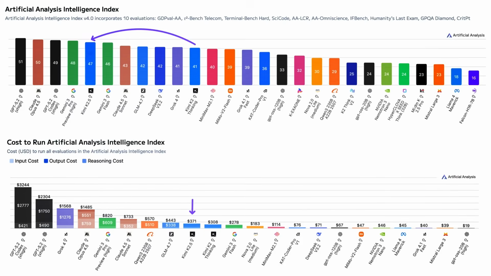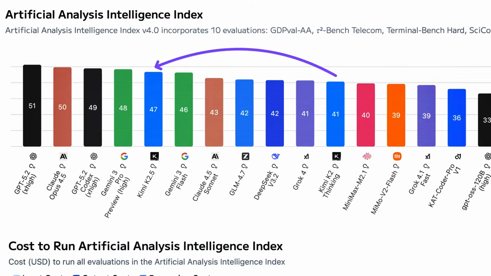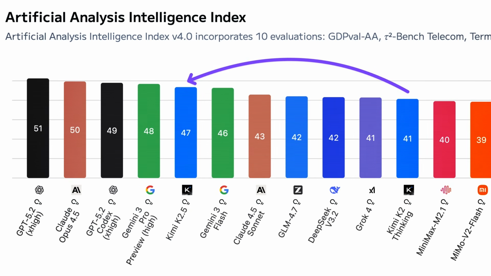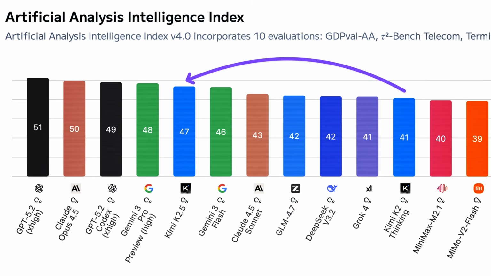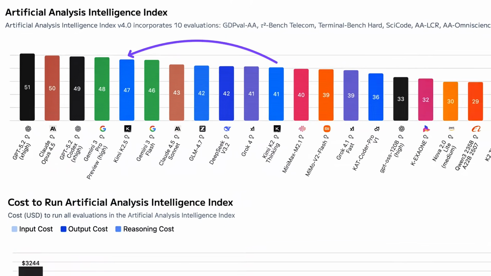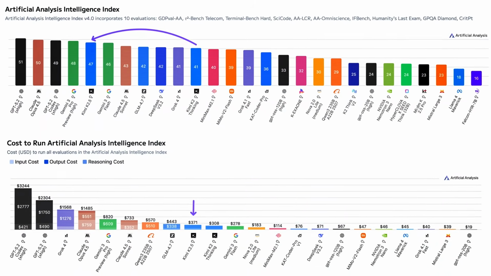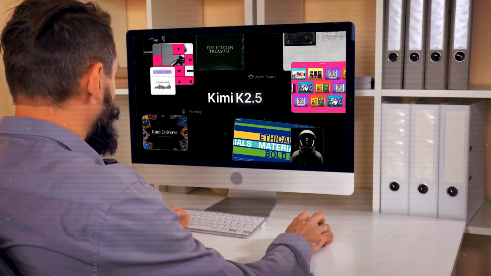And the payoffs? Kimi K2.5 nabbed 4th in the Artificial Analysis benchmark, trailing just behind heavyweights like GPT-5.2, Opus 4.5, and Gemini 3 Pro. As an open model, this is a massive W for the community. Free access to top-tier agentic power. Efficiency is another huge draw.